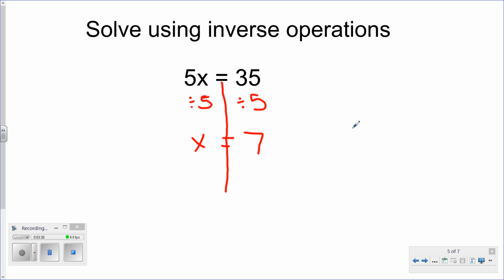Let's test that and see if it's true. I'm going to put 7 back into the equation in place of x. 5 times 7 equals 35. That's true, so I know that my solution of 7 is correct.